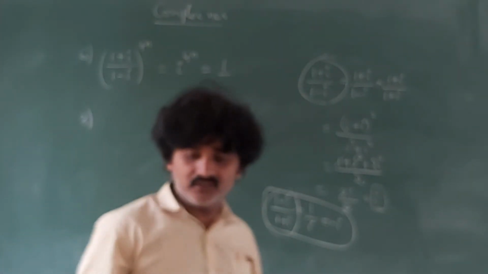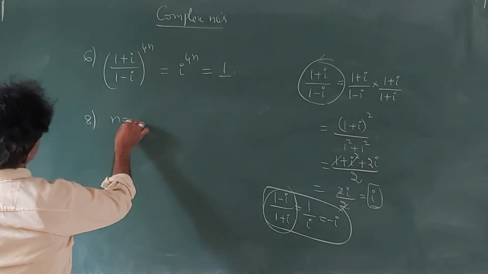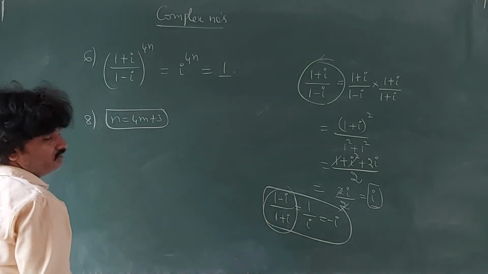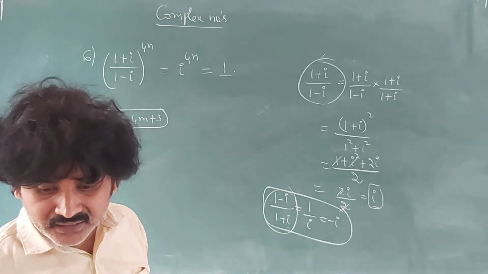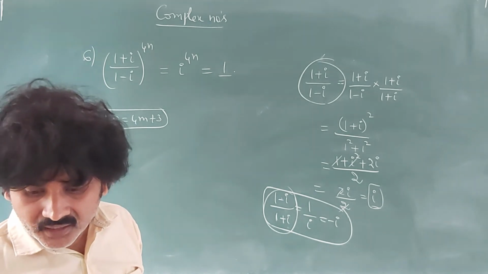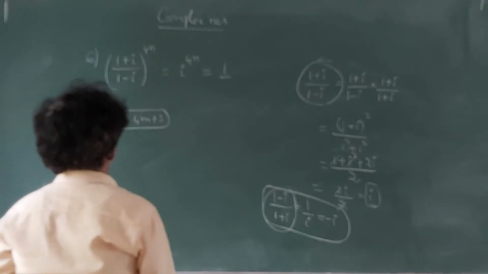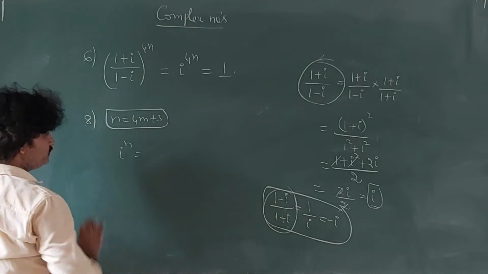Right? Come to the 8th one. They gave n is equal to 4m plus 3, where m is any integer. Then m is an integer. Then what about i power n? See, very simple. i power n they are asking.